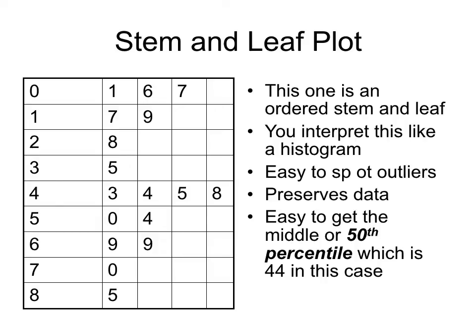It's easy to get the middle, or the 50th percentile. Which I've bolded so you can see that it must be important. Also known as the median, which is 44. How do I know that? How many numbers are there?